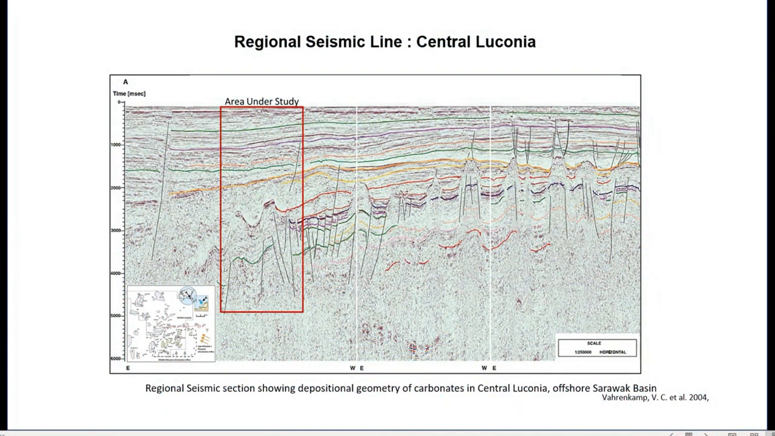So before we go into the specific area, we look at the regional section. So this is actually the regional section of the line which I have shown you in the start. So you can see how complex these buildups of the carbonates are. So our study area was this one. So now I will focus on only these two buildups. One of them is this one, the second one is this one.